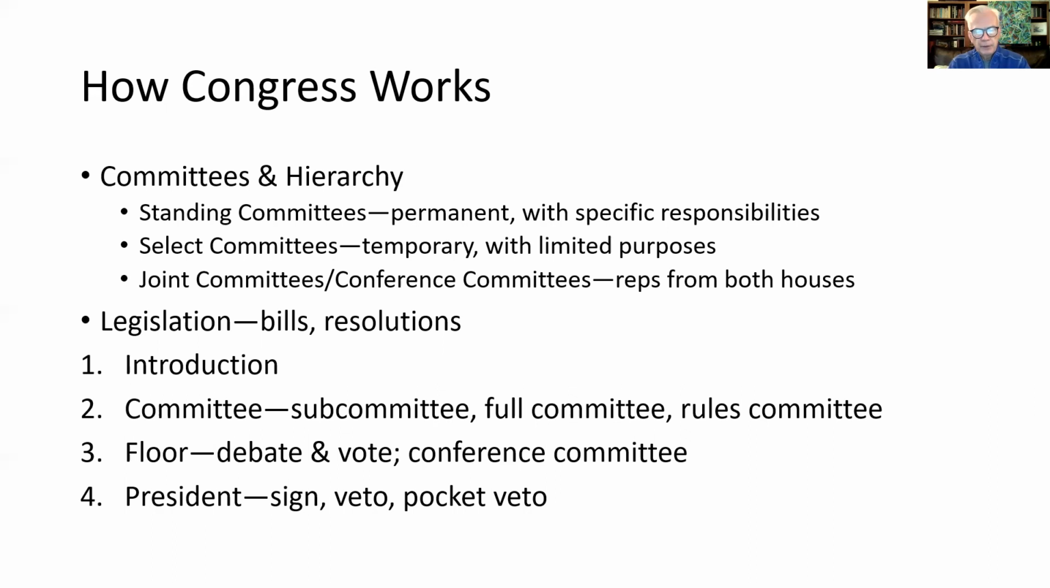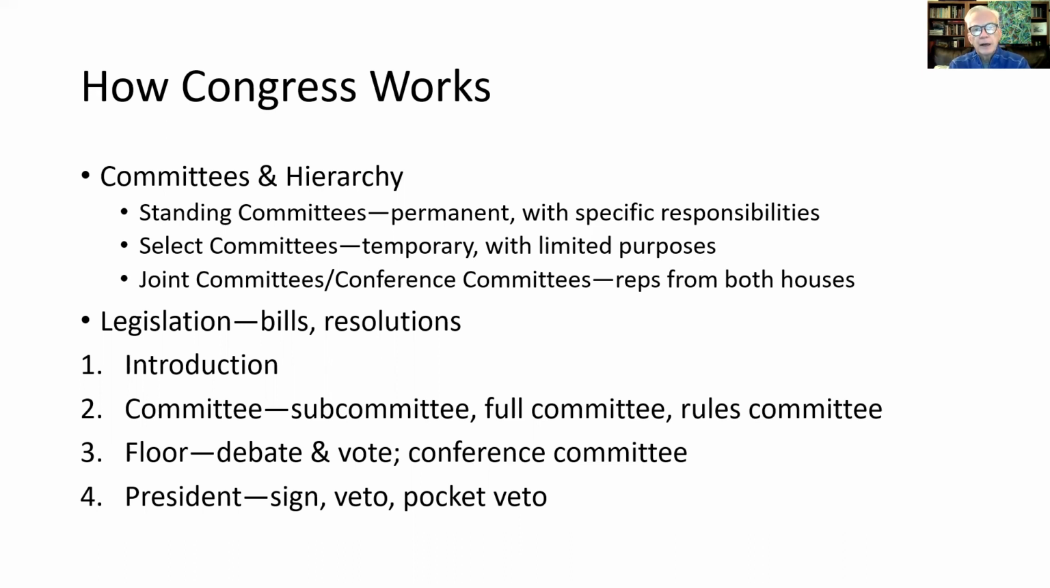There are 3 kinds of committees. Standing committees, which are permanent ones. They meet all the time. They have specific responsibilities. Ways and Means is the committee that deals with how the government finds its money: taxes, spending, those kinds of things. The Judiciary Committee in the Senate is the one that deals with nominations to federal appointments and the Supreme Court and those kinds of things.